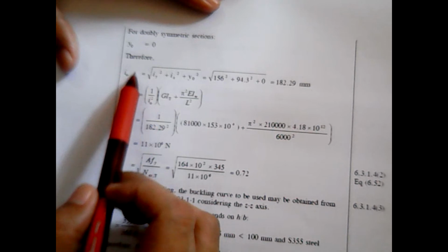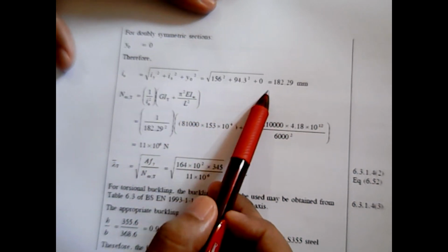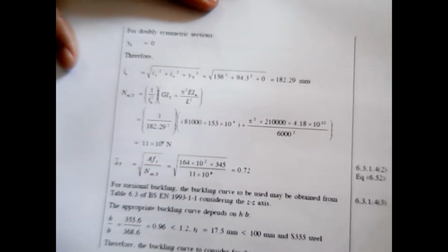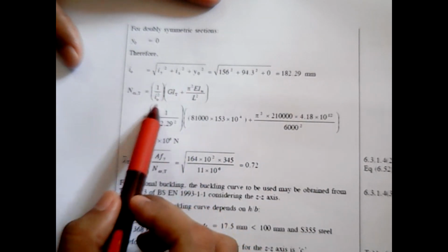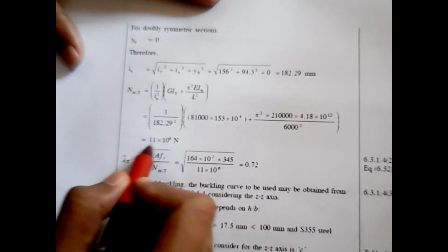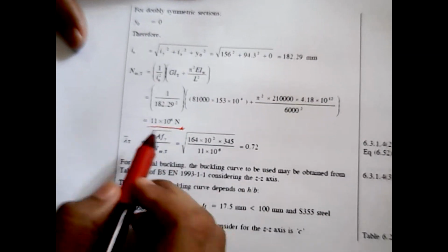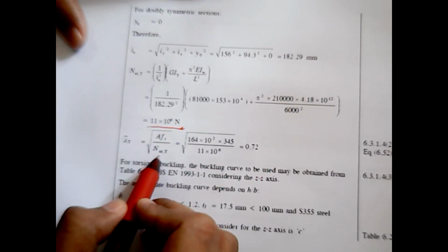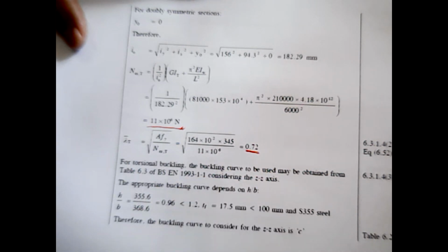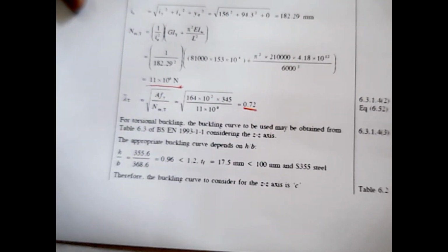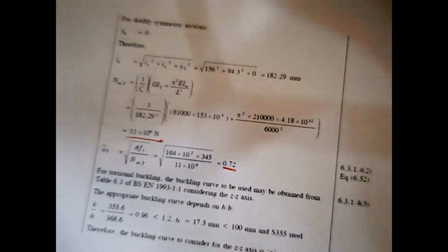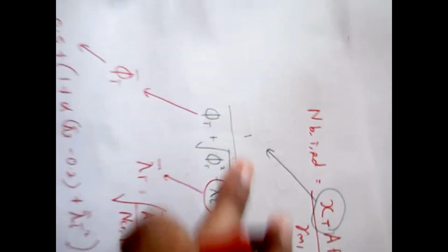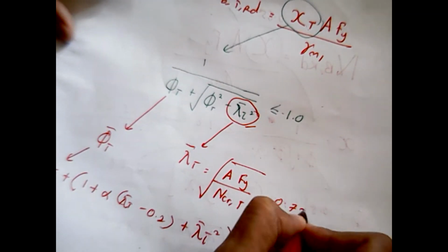So I naught, then you substitute all the required equations. Finally you get 182.29. Substitute into the whole equation for NCRT. Finally you get this value. Once you get that value, substitute it into the equations, then you get 0.72. So again, just to recall, this is the lambda t value. You already have your lambda t value, which is 0.72.